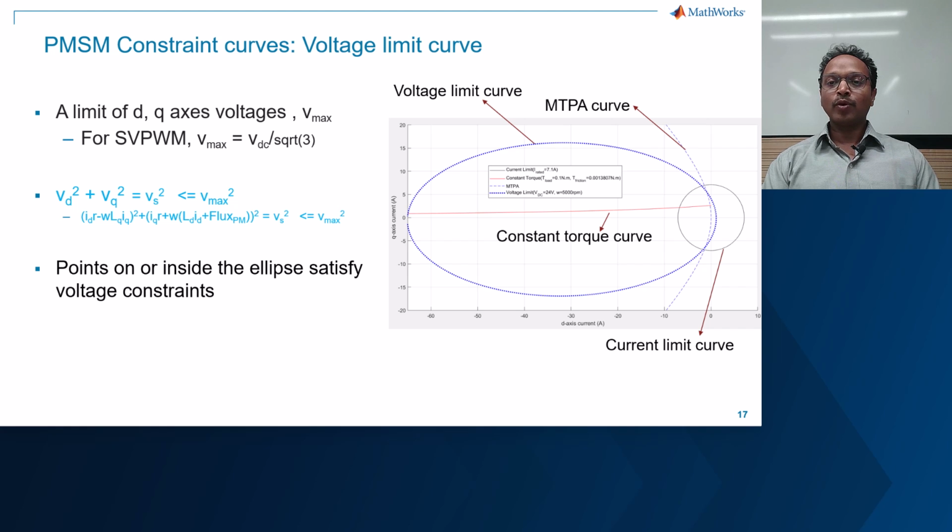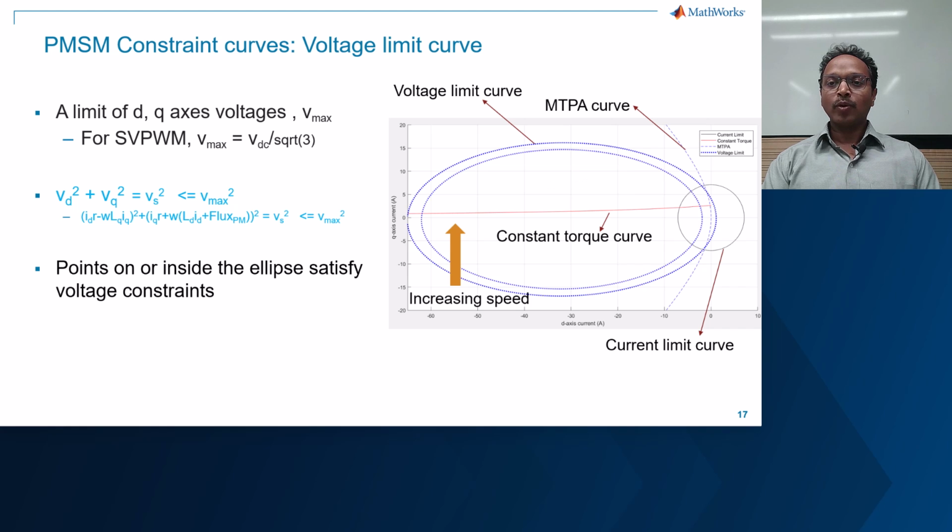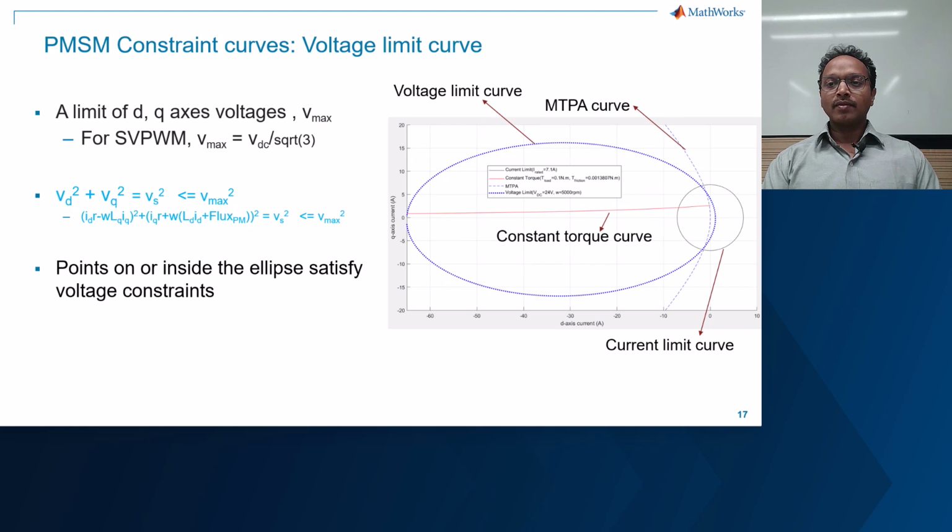Empirical equation for the voltage limit curve for lumped parameter motor model is given here. Any IDIQ point inside or on the voltage limit curve is a valid point that satisfies the voltage constraint for the given speed. When the speed increases, the voltage limit curve shrinks, which means less region is available for the points to satisfy the constraints.